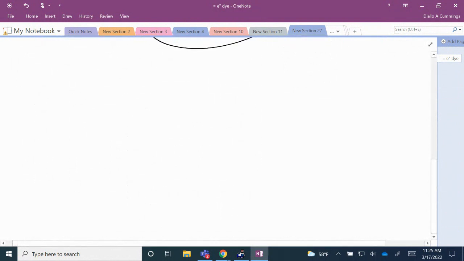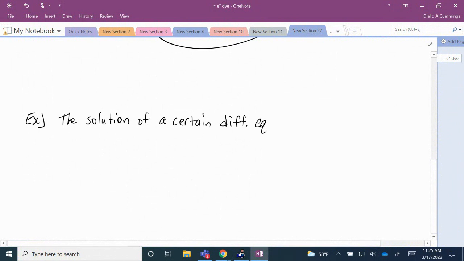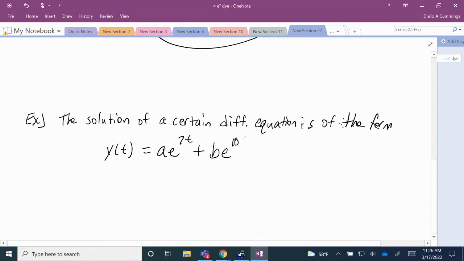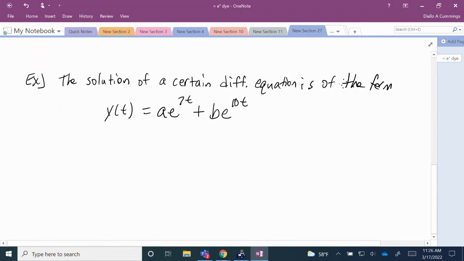So now we're going to take a look at a problem, and I'm actually going to write this one out. It says the solution of a certain differential equation is of the form y of t is equal to a times e to the 7t plus b e to the 10t. So that's the given solution to the differential equation.